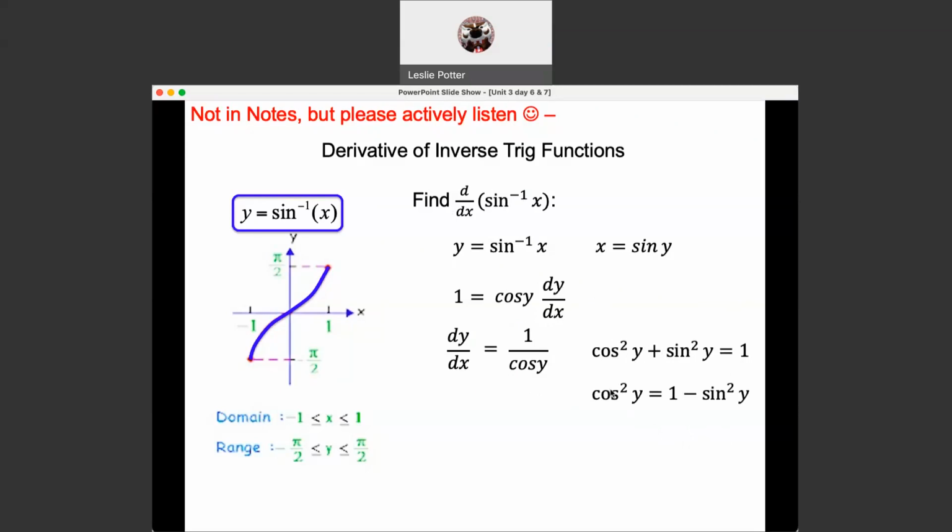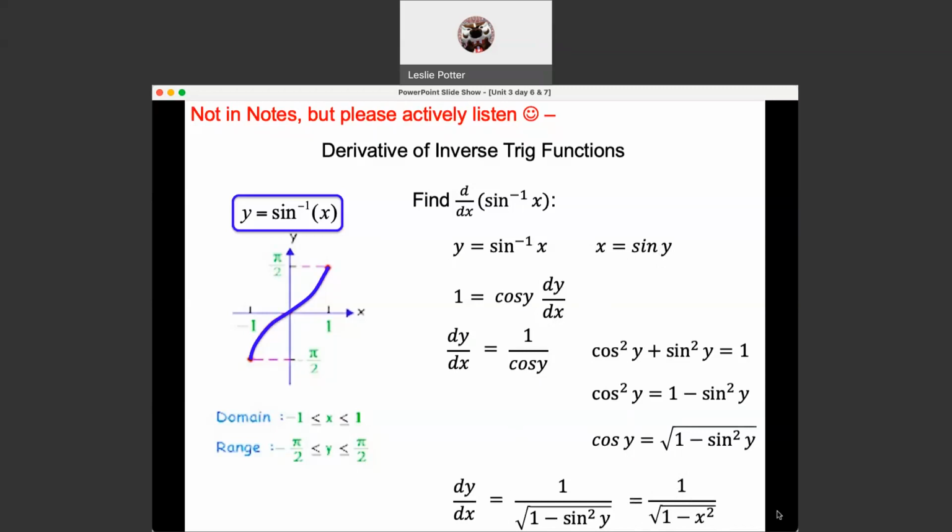So I'm going to solve for cosine of y, right? We're going to take sine squared of y to the other side and square root it. I'm going to put it in here. And you might think, well, gosh, that looks messier, and it does. But this gets us something, because we know from back here that x is sine y. So sine squared y is just x squared. So here is our derivative in terms of x. It's 1 over the square root of 1 minus x squared.